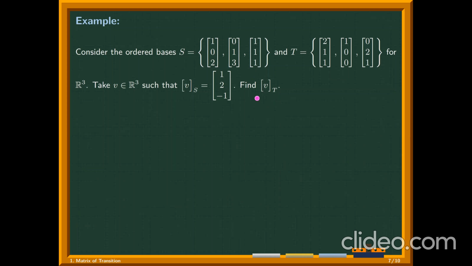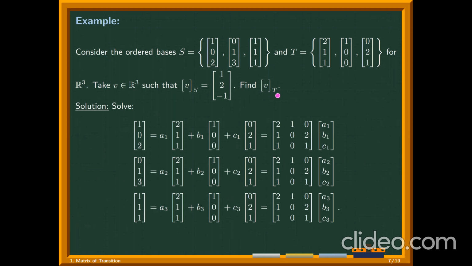So to find that, we have to determine the transition matrix from S to T. And to do that, we have to find scalars A1, A2, A3, B1, B2, B3, C1, C2, C3 that make this system of vector equations true.